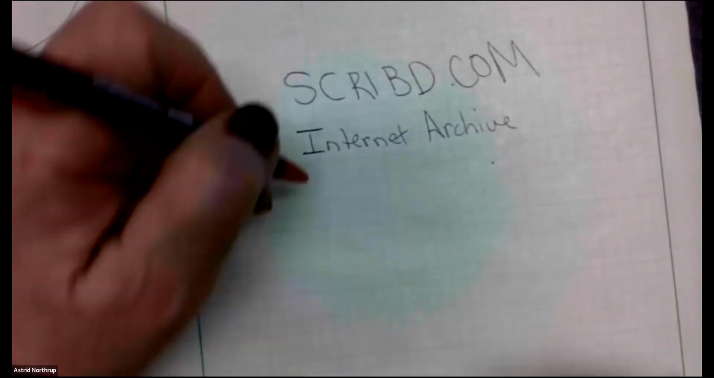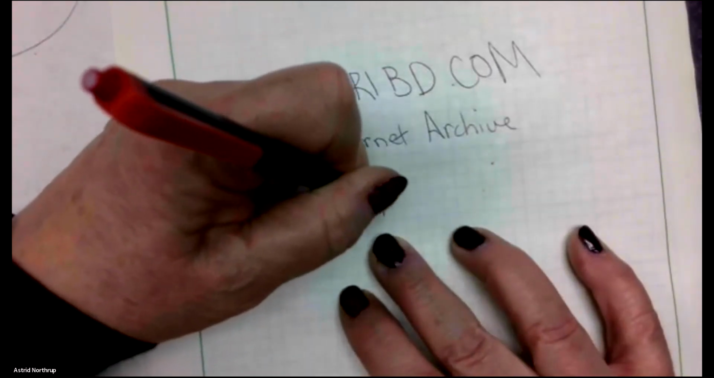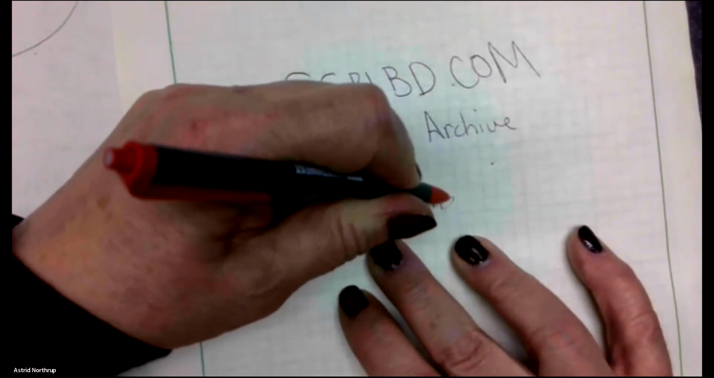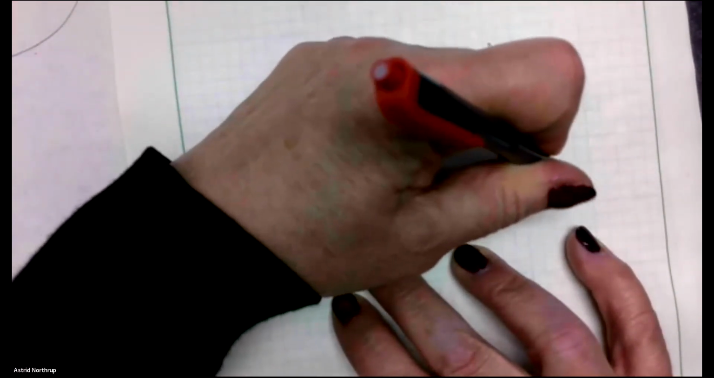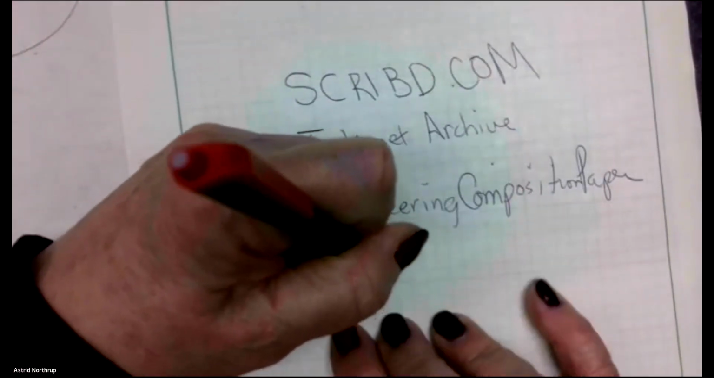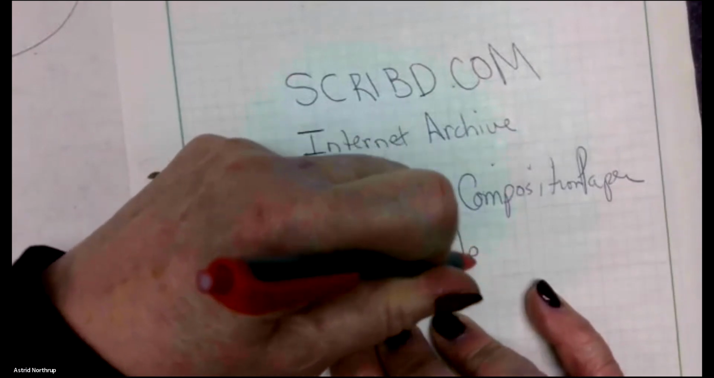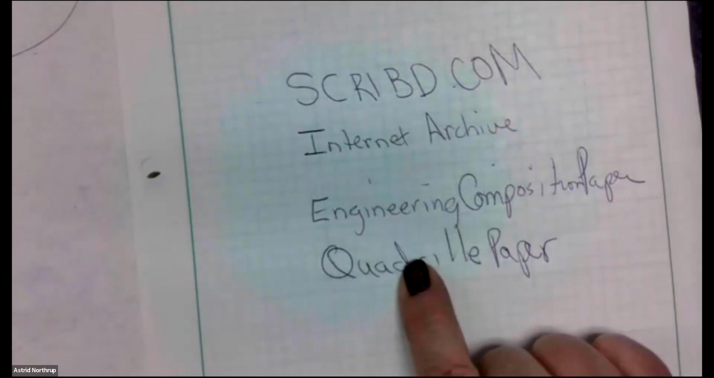Yes. Well, quad paper, it's Quadro. Let me write it out here for you. I'll put the two names of it down. It's either called engineering composition paper, or it's called Quadro paper. There you go. So that's what you're after.